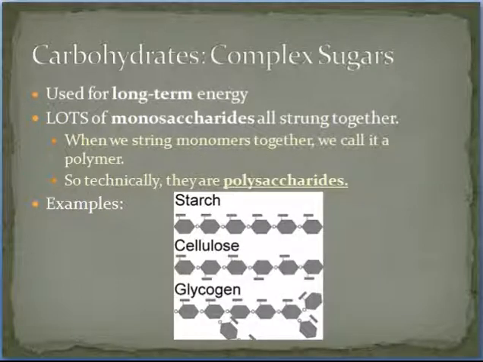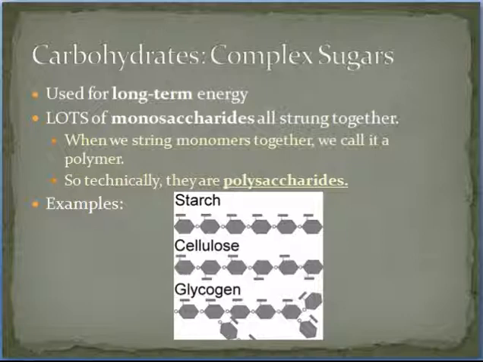Alright, next we have the complex sugars. These are for long-term energy. They are made up of lots and lots of monosaccharides all strung together. When we string monomers together, we call it a polymer. So in this case, they're called polysaccharides. Poly meaning many, saccharides meaning sugar. So polysaccharides are lots of monosaccharides together.